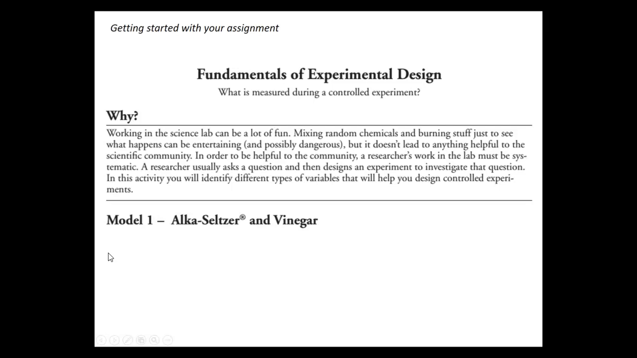Then it says why. Working in the science lab can be a lot of fun. Mixing random chemicals and burning stuff just to see what happens can be entertaining and possibly dangerous, but it doesn't lead to anything helpful to the scientific community. In order to be helpful to the community, a researcher's work in the lab must be systematic. A researcher usually asks a question and then designs an experiment to investigate that question. In this activity, you will identify types of variables that will help you design controlled experiments. And then it comes full circle to that Alka-Seltzer and vinegar demo that we looked at earlier.